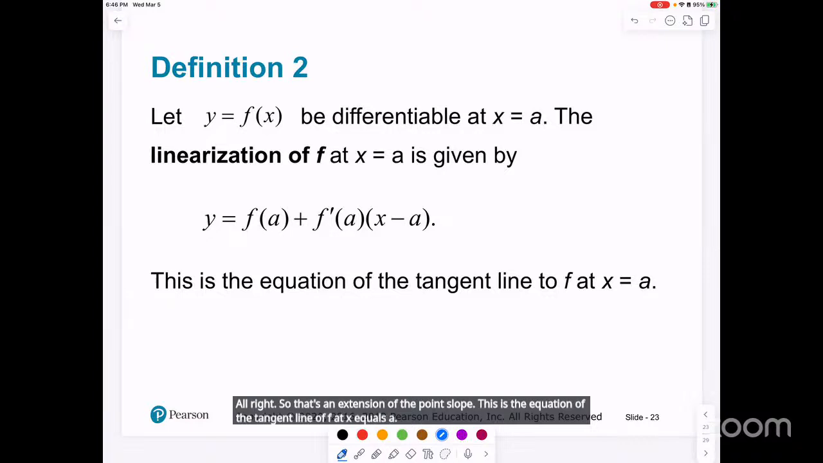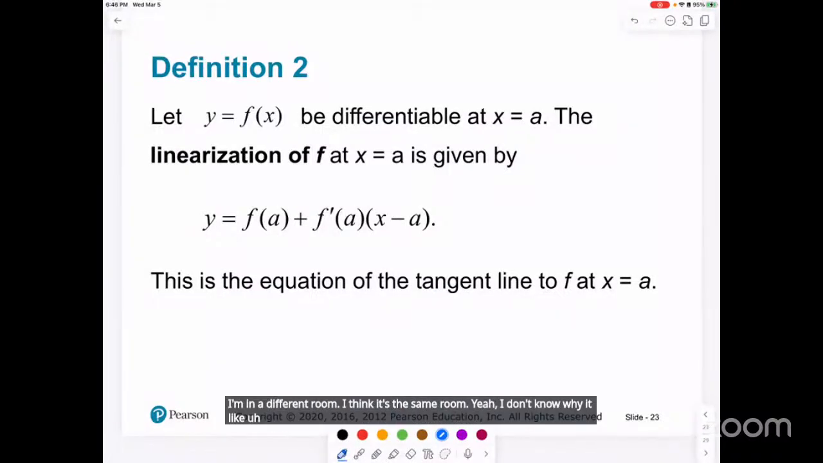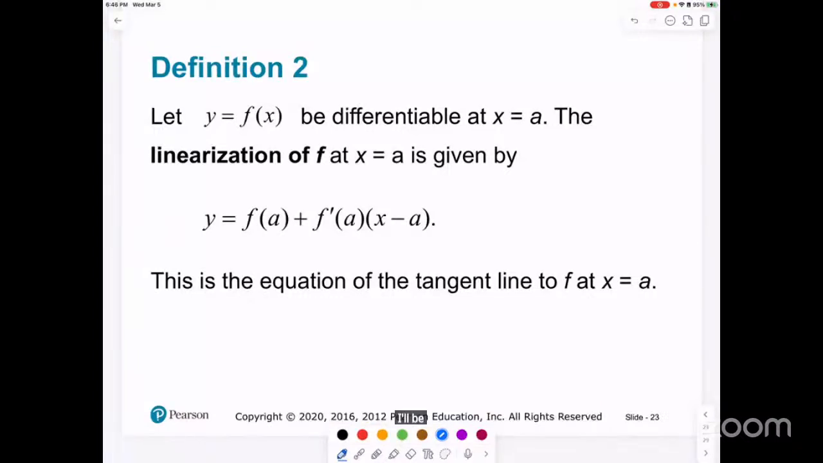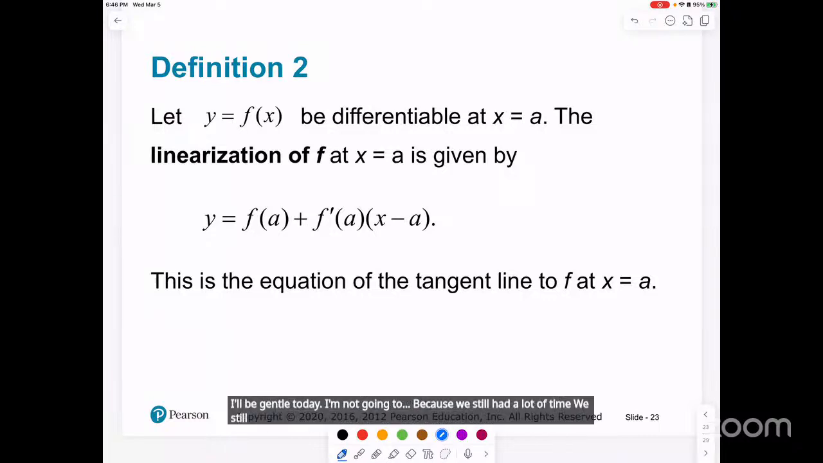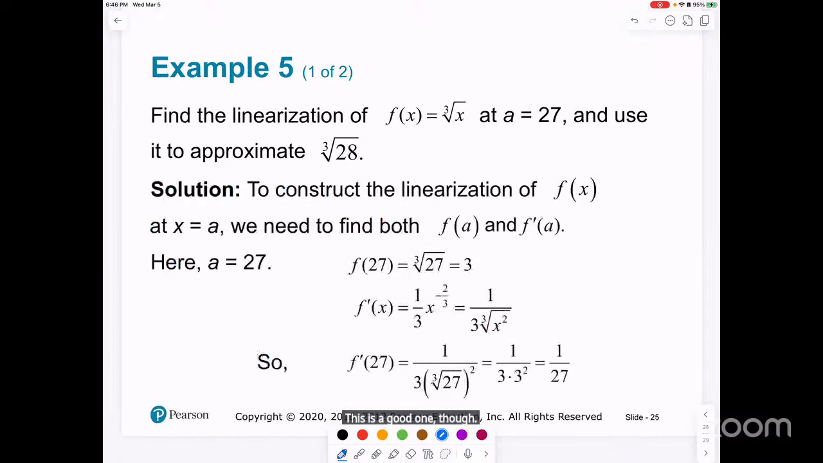Now I'm at a different room. No, I think it's the same room. Anyway, it is what it is. I'll be gentle today. We still got over 30 minutes, but I know it's going to cut off again, and I don't feel like going with it. This is a good one though. Again, this one is in the recording as well. These are good.